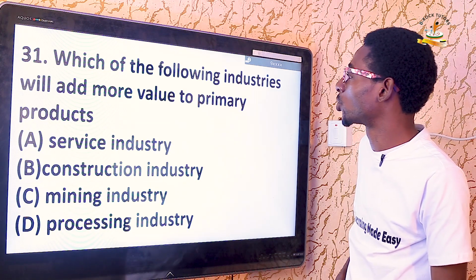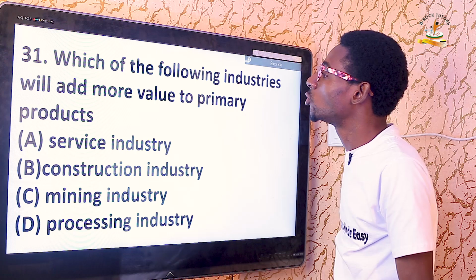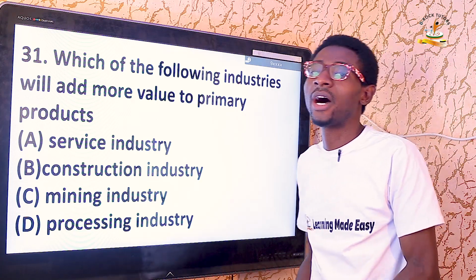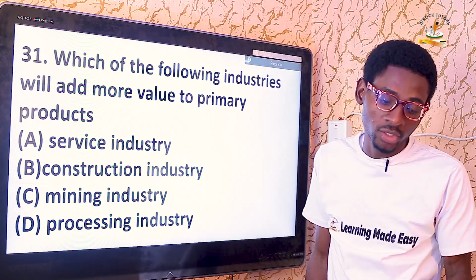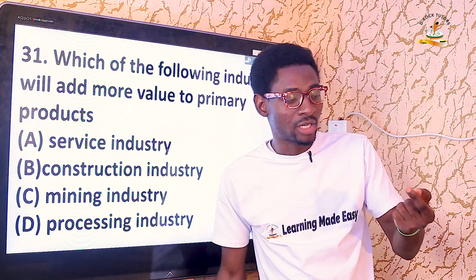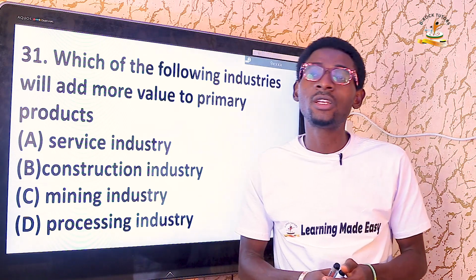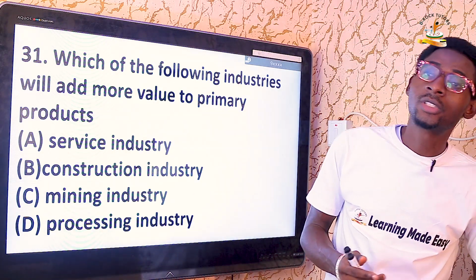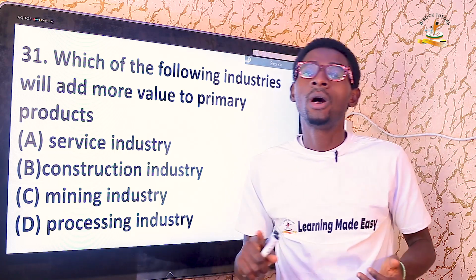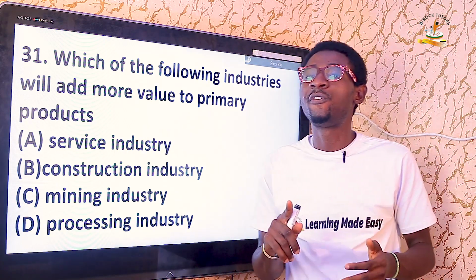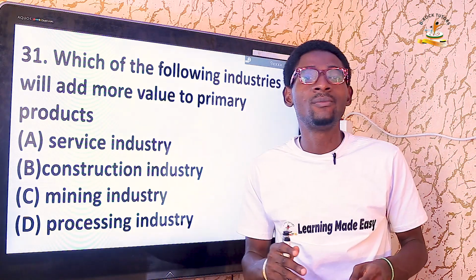Which of the following industries add more value to primary products? We have stages of production: the primary stage, the secondary stage, and the tertiary stage. The primary stage is the extractive stage, which involves getting raw materials from the original source, such as farming, mining, quarrying, fishing, and so on.